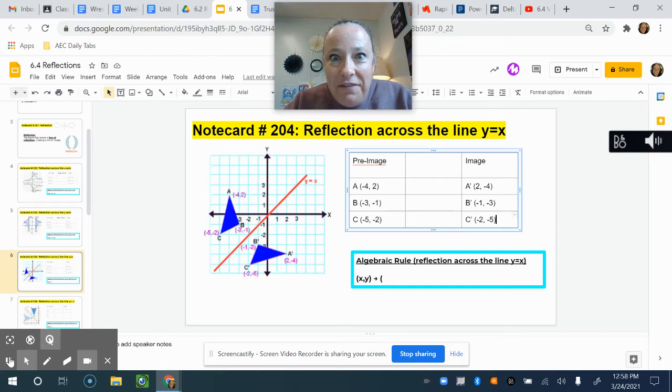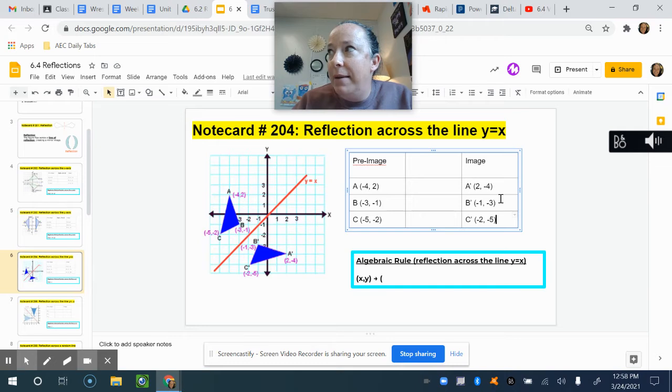Okay, do you think you've got it figured out? I went ahead and typed in the image points, A prime, B prime, and C prime, and I really want you to look, and you probably hopefully already have. Maybe you've already figured out your algebraic rule. Maybe you figured out what has happened. Maybe you can say it to me, but you don't know how to write the algebraic rule. I don't know. Let's see.